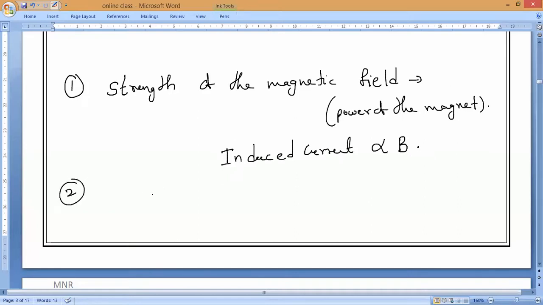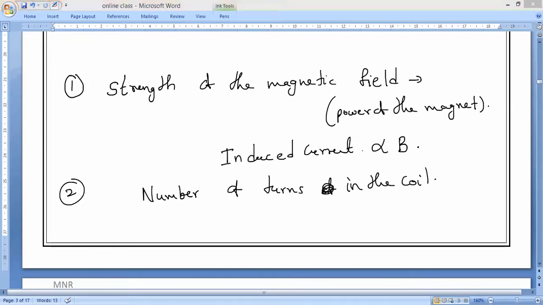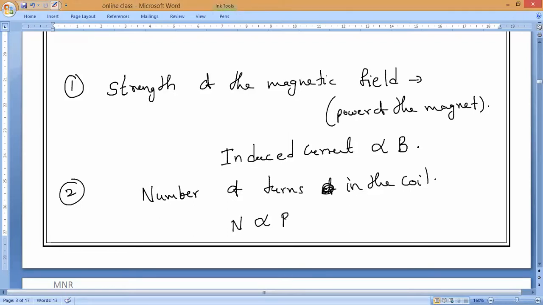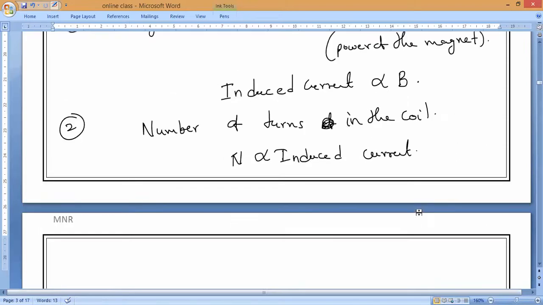Second factor, the number of turns. This is not a new thing. Already we know the number of turns in the coil. So now you tell me, directly or inversely proportional, Bhumika? The number of turns is directly proportional to the induced current. So more number of turns, more current is produced. If fewer turns, less current is produced. The larger the number of turns in the coil, the stronger the induced current. That is what you have to remember.